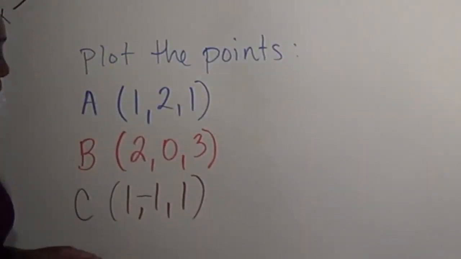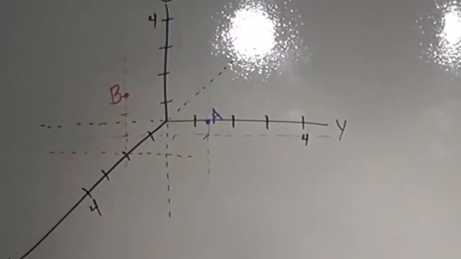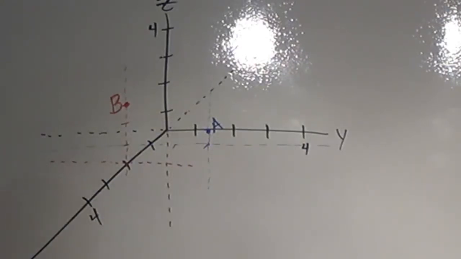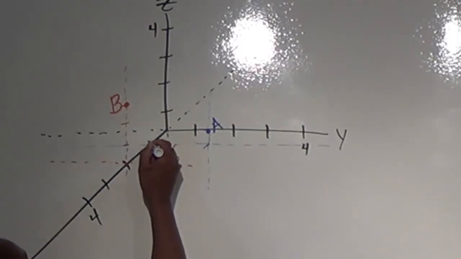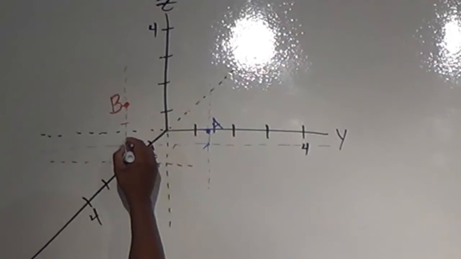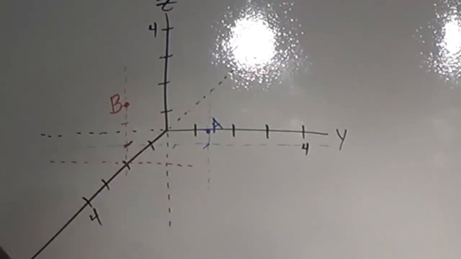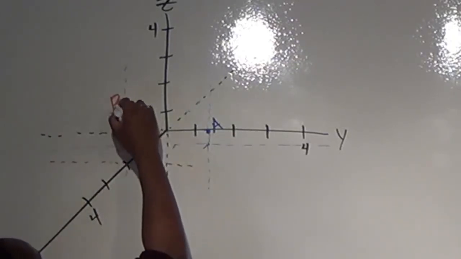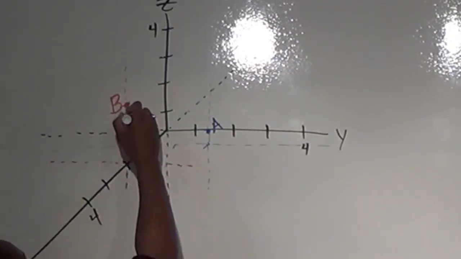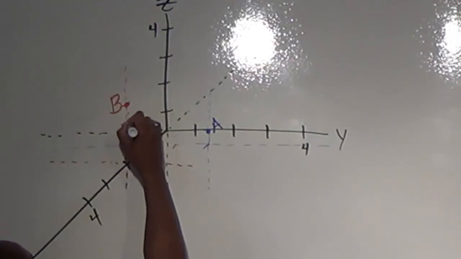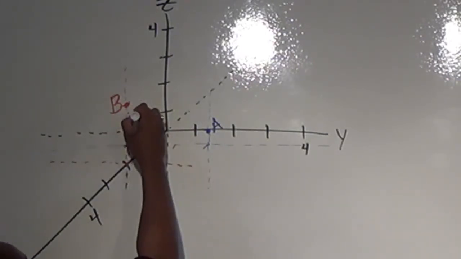For my last point, (1, -1, 1), again I'm going to start on my x equals 1 line, which is that blue horizontal line we drew. I'm going to go -1 in the y direction. So from here, I'm going backwards on this line 1 unit, which is going to be over in here, and then 1 unit up. From there, I'm going to draw in my axes and go 1 unit up. So there's my point C.